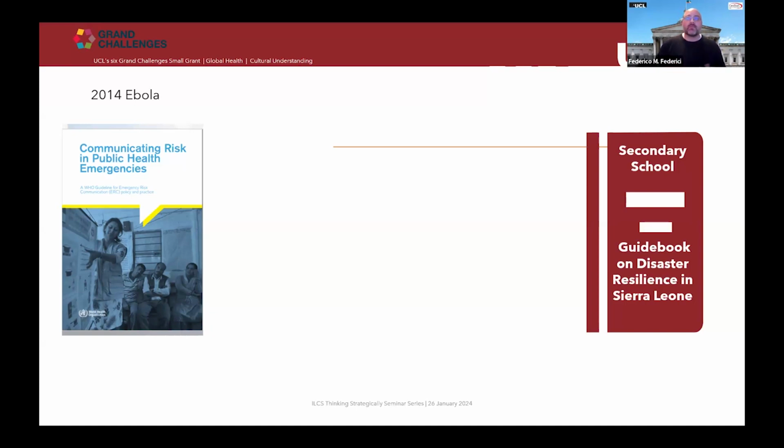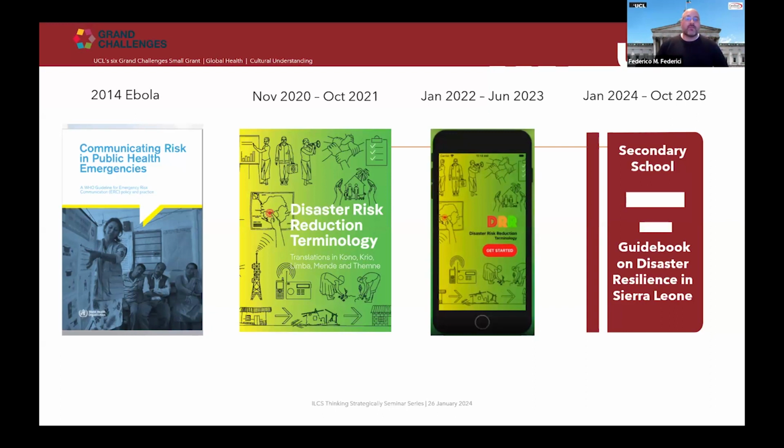And in fairness, some of the guidelines about responding to the pandemics already in 2004 mentioned being prepared to communicating about pandemics in multilingual formats. But for Sierra Leone, this was not a question of guidelines or not. This was a question of we need more. We don't have bilingual dictionaries. We don't have online dictionaries. Let's create something. And that something was initially the disaster risk reduction terminology.